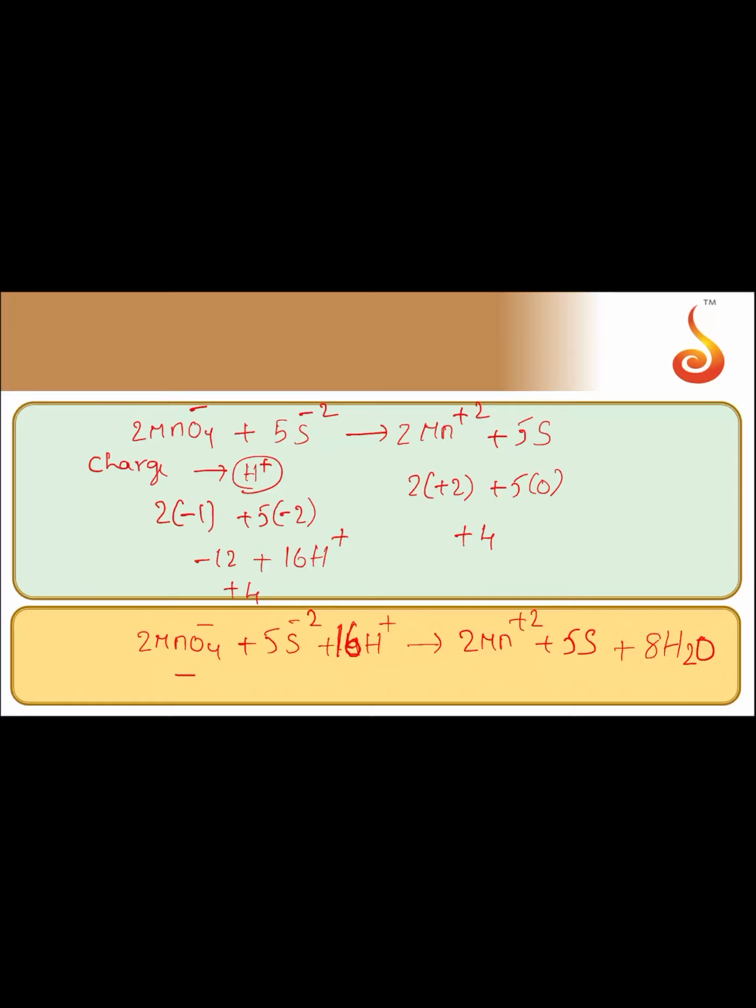Only one point we can remember here, that is MnO4 minus, or potassium permanganate, oxidizes H2S to sulfur.